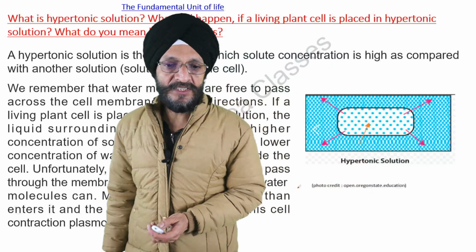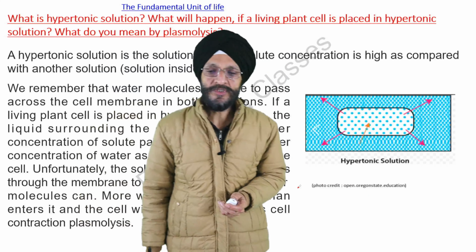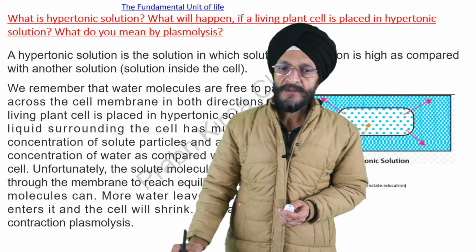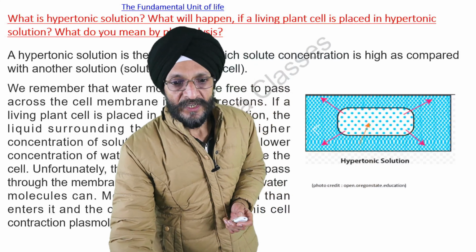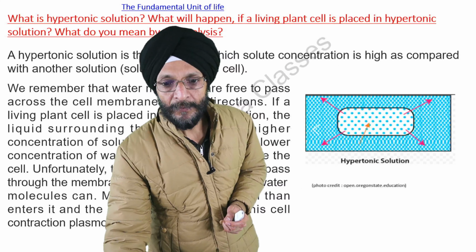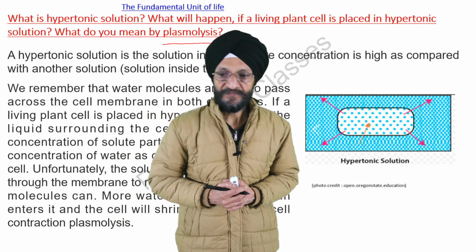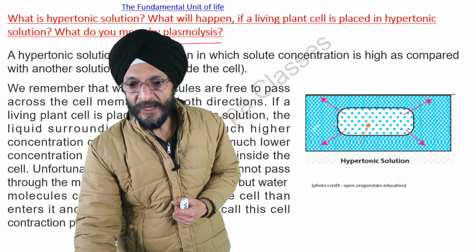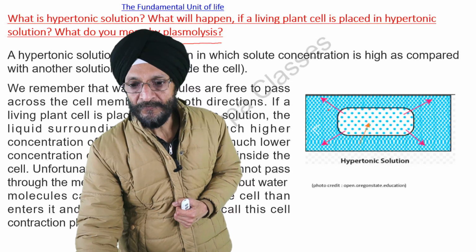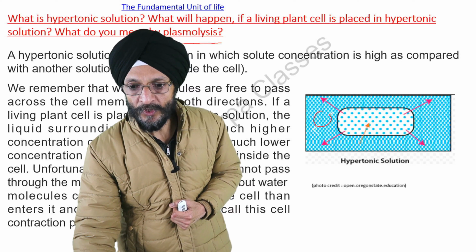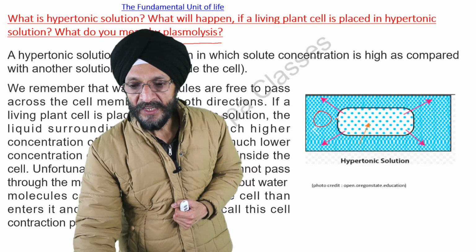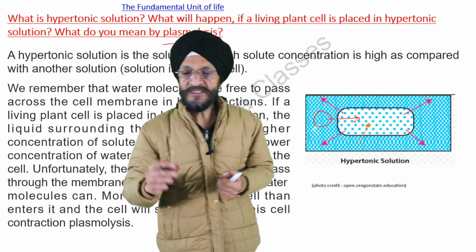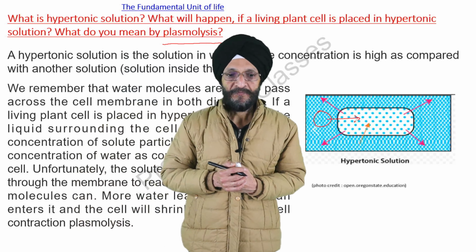First question before us is what is hypertonic solution, what will happen if a plant cell is placed in hypertonic solution, and what is the meaning of plasmolysis? As already discussed, a hypertonic solution is the solution in which solute concentration is high compared with another solution, that is the solution inside the cell.